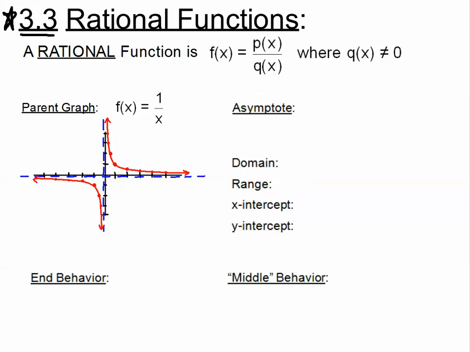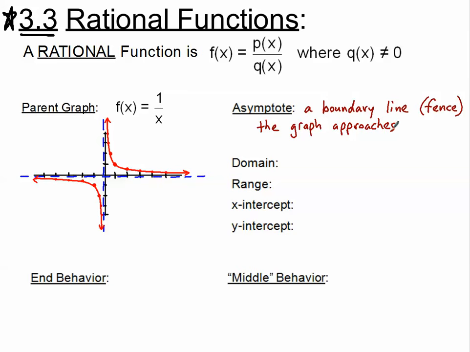Now I keep talking about these asymptotes. There's a vertical one and there's a horizontal one. I like to think of an asymptote as a boundary line, sort of like a fence. Maybe a fence. Kind of keeps our function in place. The graph approaches.